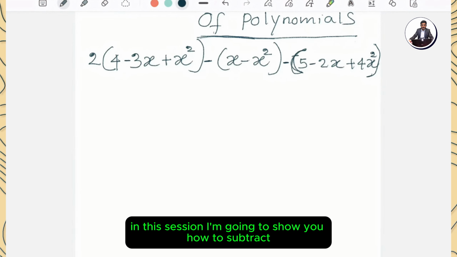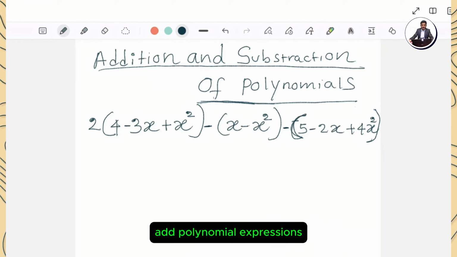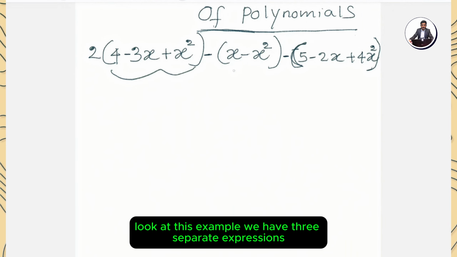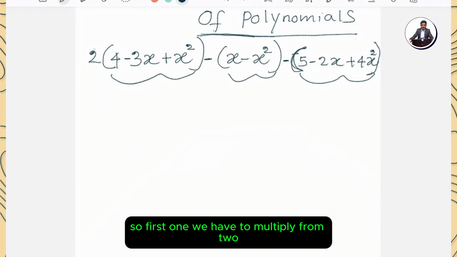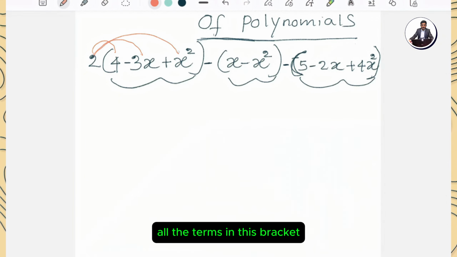In this session, I'm going to show you how to subtract and add polynomial expressions. Look at this example. We have three separate expressions. They have been connected with a negative sign. So for the first one, we have to multiply all the terms in this bracket by 2.